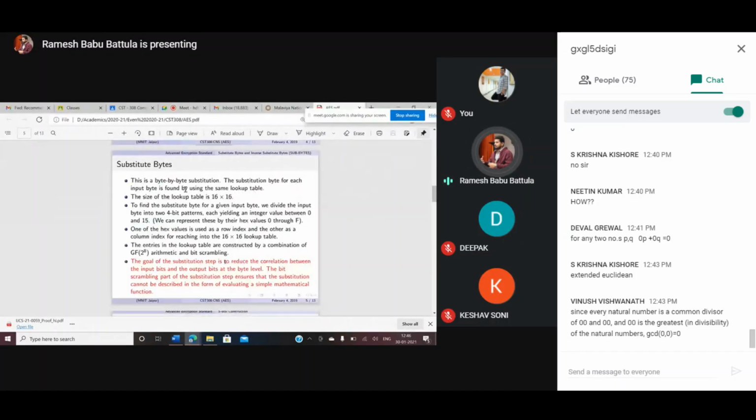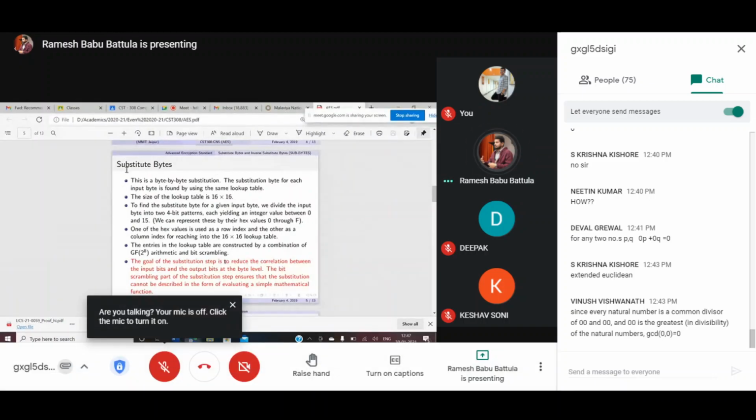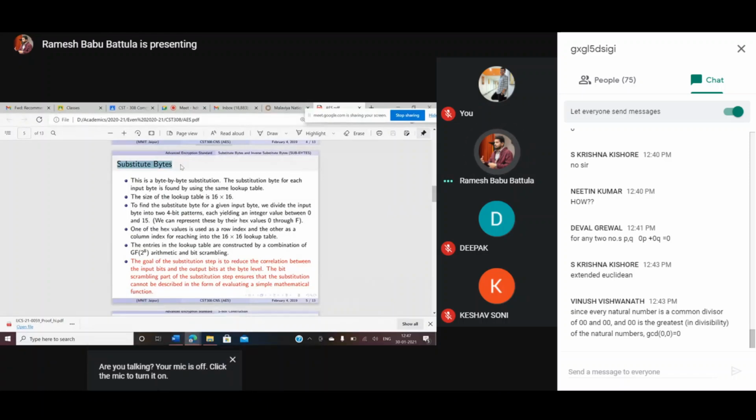So now we observe this. Here, the first subfunction we are talking about. There are 3 steps involved, keep in mind. In this particular subfunction, we are substituting a byte by a byte value. The substitution byte for each input byte is found by using the same lookup table. So finally, we need to construct a 16 by 16 lookup table.